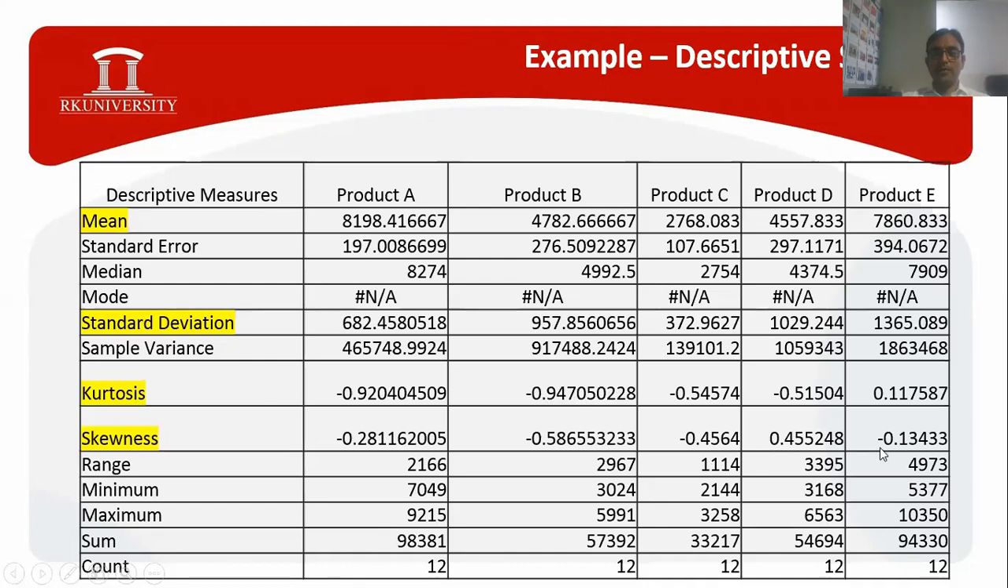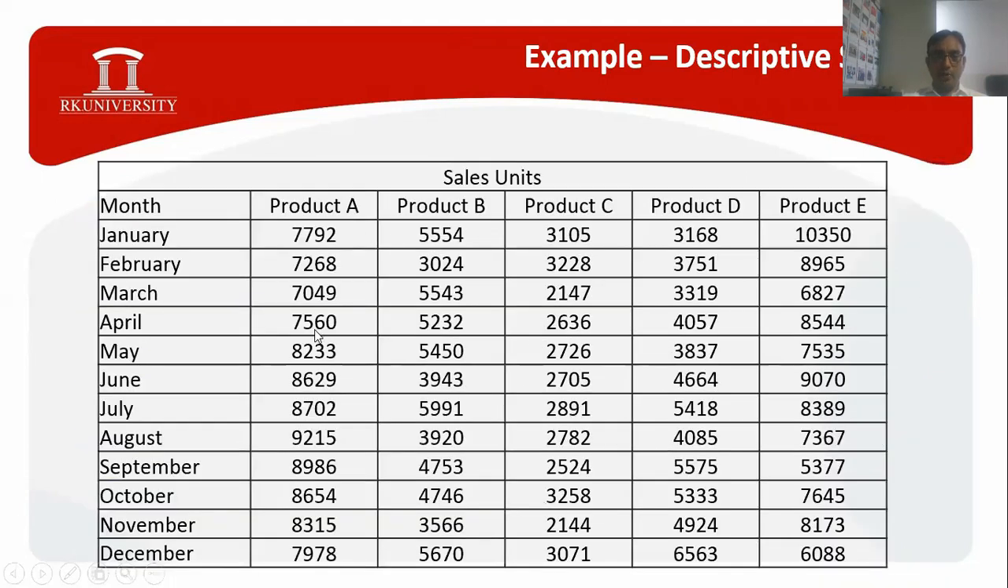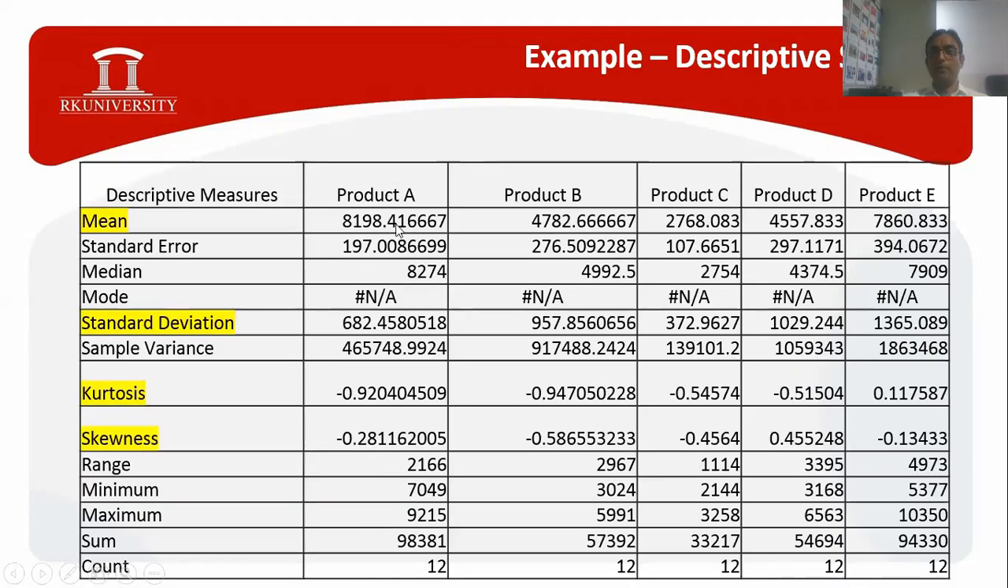From the skewness, we can see that for most of the products, that means products A, B, C, and D, the coefficient of skewness is negative. That means more of the data values are higher as compared to the average value. We can see that here the average is 8198, and almost 1, 2, 3, 4, 5, 6, seven values are greater than the mean value. That's why the coefficient of skewness is negative in nature.